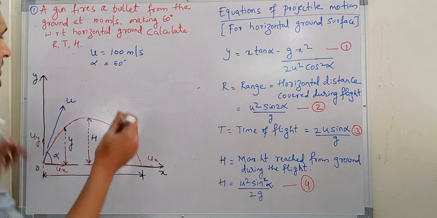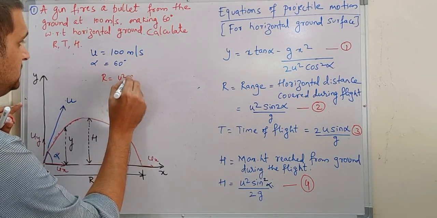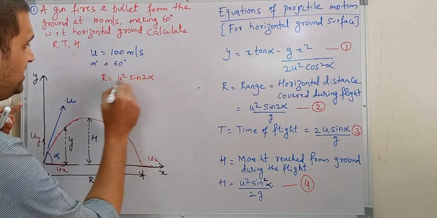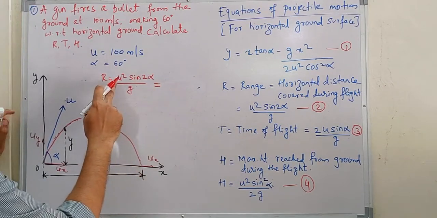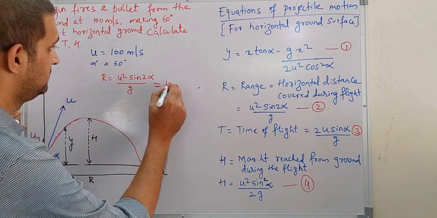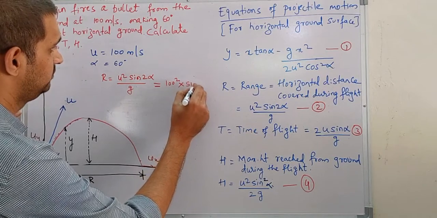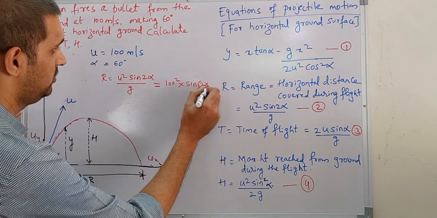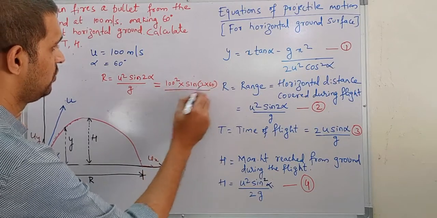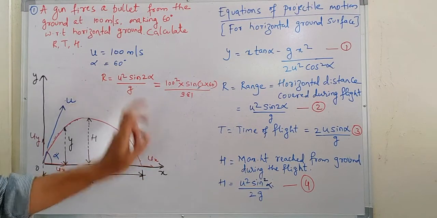So writing down the expression for R. R says what? u square sine 2 alpha divided by g. So now, u is 100 square into sine 2 alpha. So alpha is 60. So you can write 2 into 60 whole divided by 9.81. So with that, quickly get me the answer R.